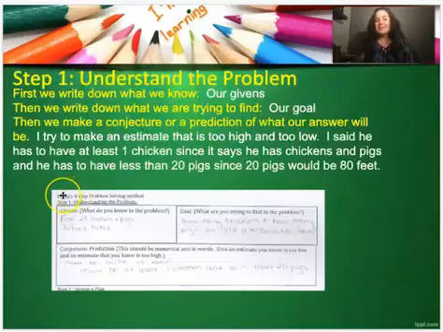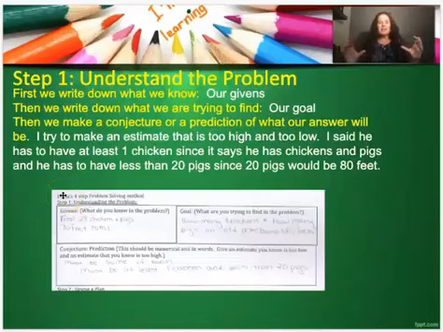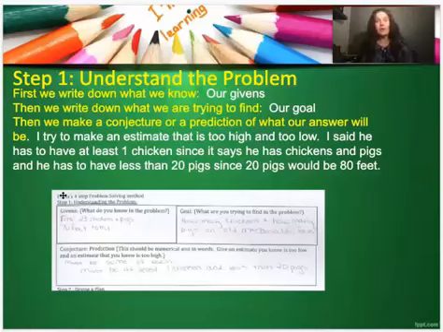Great, let's take a look. I did the template and I cut it out into little pieces so you could see each step. So understanding the problem. First we write down what we know. You notice I wrote total 23 chickens and pigs and 70 feet total. Then we write down what we're trying to find. In this case, we're trying to find out how many chickens and how many pigs on Old MacDonald's farm. Notice I'm very specific with that.